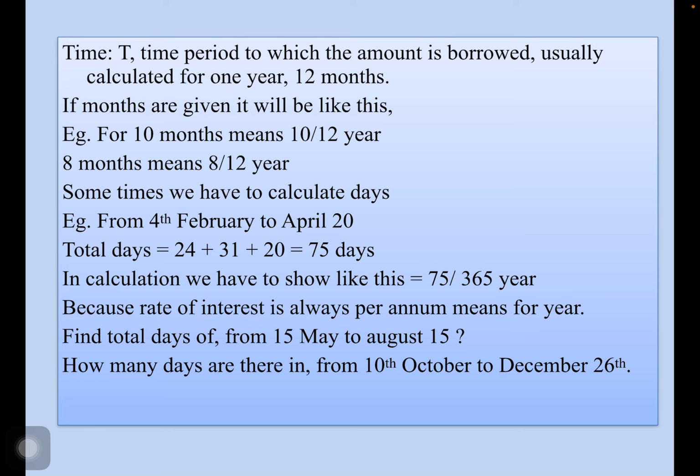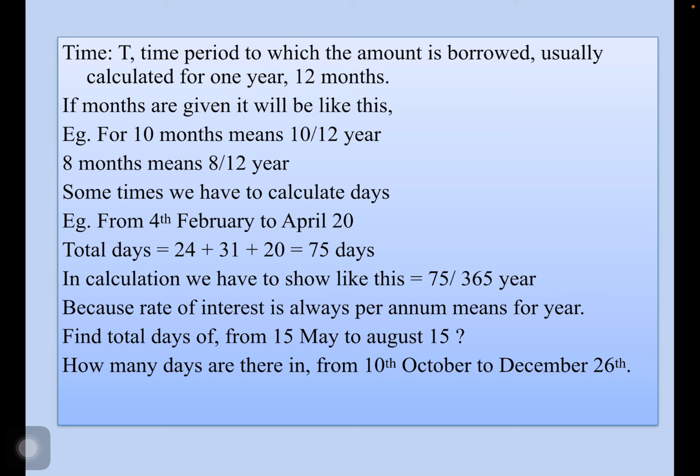Look at the example: from 4th February to April 20th, say 2021. Now you have to calculate days. You borrowed on 4th February. How many days are there in February? 28 days. 28 minus 4, 24 days. March, how many days? 31 days. April, when we repaid, 20th. So, 20 days. 24 plus 31 plus 20, 75 days.